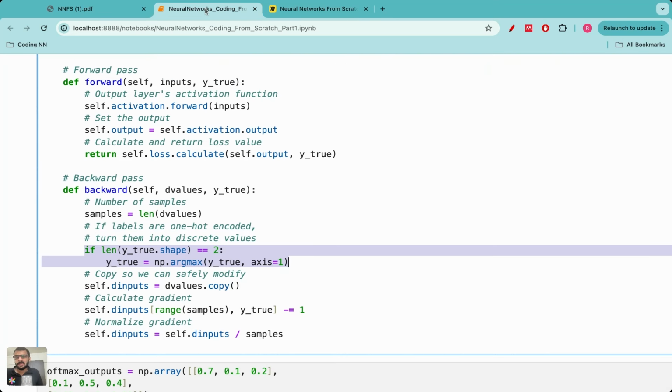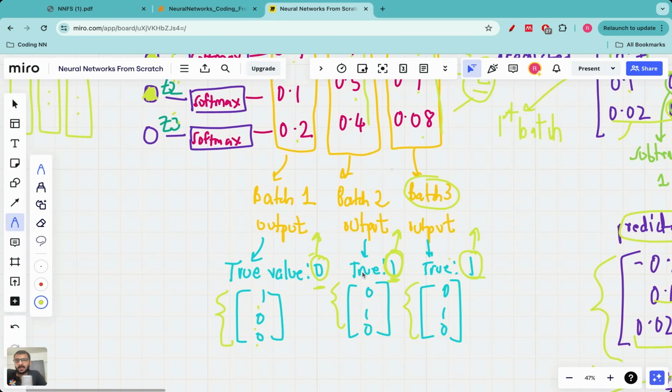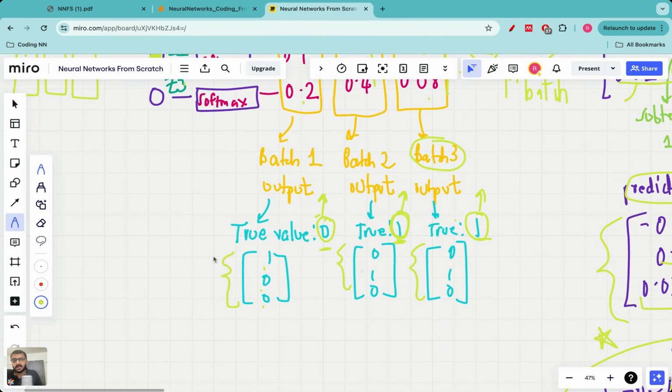So what has been done here is that if the shape of the y true has length equal to 2, which means the y true is one hot encoded, we convert it into number format. For example, if the y true is 100, 010, and 010, we convert it into 0, 1, and 1. I'll show you in a minute why we do this, but it helps to write our code if we convert the one hot encoding into this number representation.